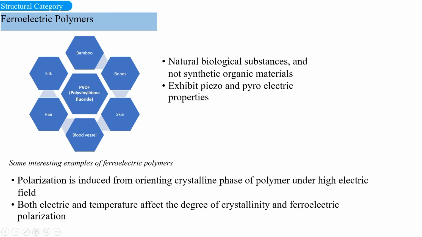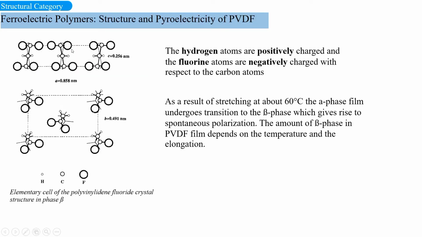The polarization is induced from orienting the crystalline phase of the polymer under a high electric field. Not only can an electric field polarize these ferroelectric polymers, temperature can also affect the ferroelectric polarization. Next, we have the PVDF structure from three different sites A, B, and C. This is right after it goes through the change from alpha phase to beta phase.